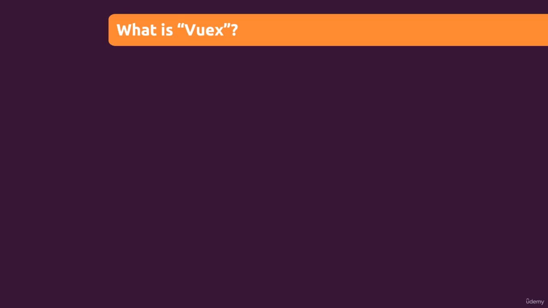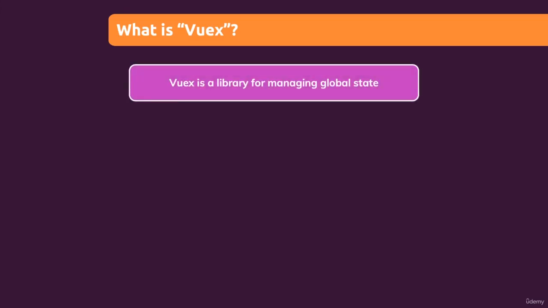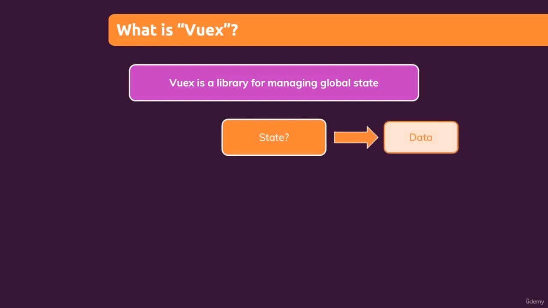So what exactly is Vuex? Vuex is a library for managing global state. Okay, that's a nice sentence. What does it mean? What's state? State could simply be translated with data. Data your application needs and data that affects what the user sees on the screen.